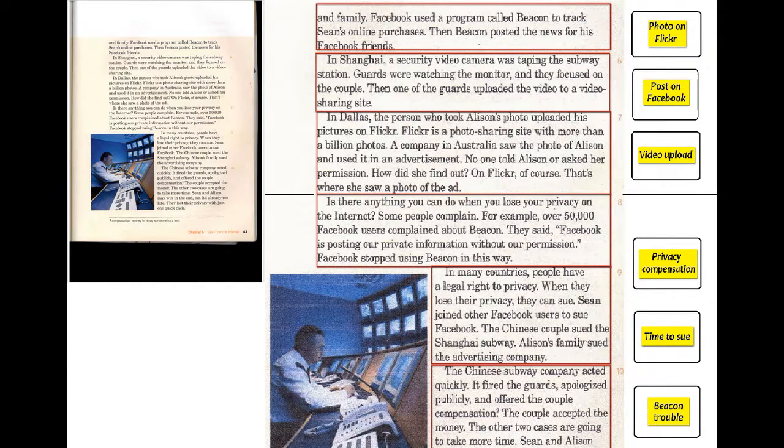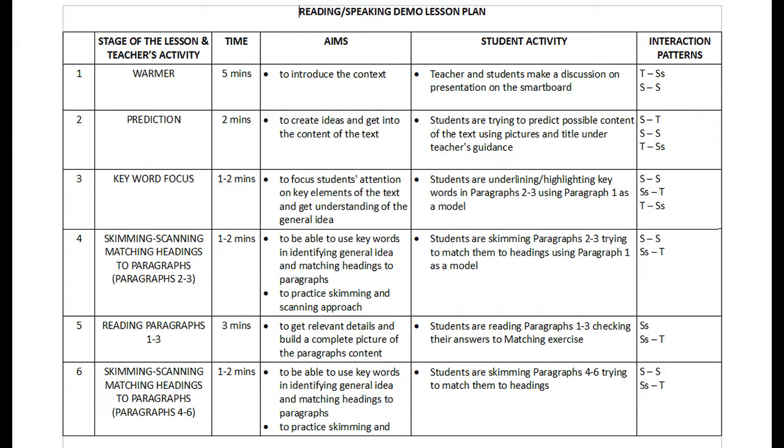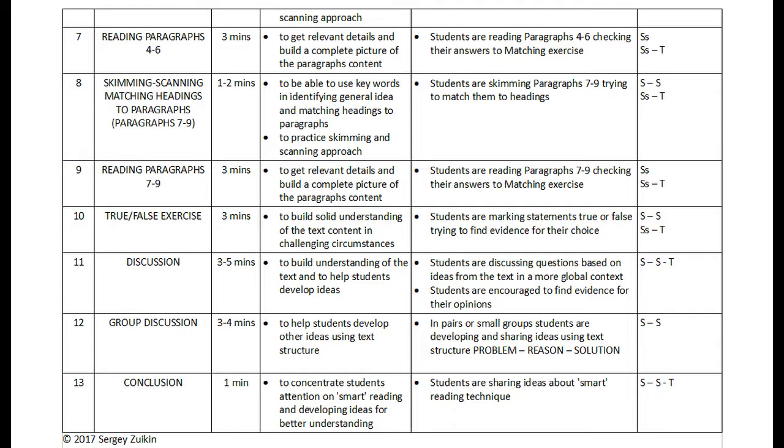The most important aspect for any lesson is thorough and careful planning. Therefore, the plan was of my primary concern. Now my plan consists of 13 stages for which I have indicated time allowed, aims to achieve, students' activity, and interaction patterns. This enables to create a big picture of the lesson and keep all the elements aligned with the lesson objective.